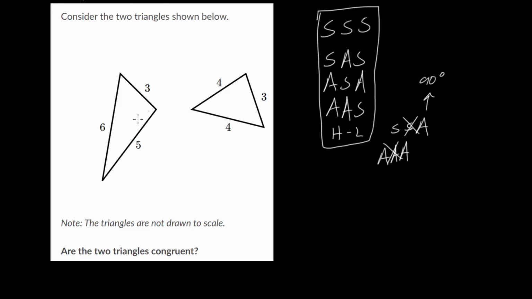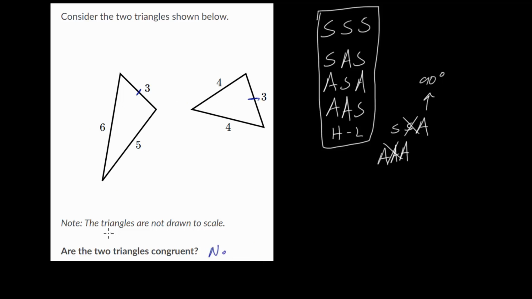Now, with these two triangles, what you can see is that they share one set of equal sides, but the other sides do not match up, and we don't know anything about the angles. So these two triangles do not fit any of these congruence rules. Or in other words, the two triangles are not congruent to each other.